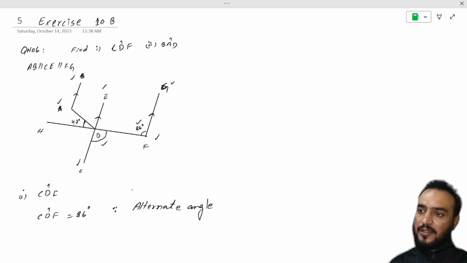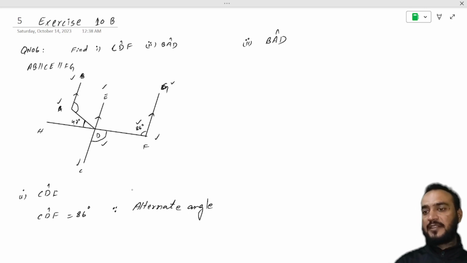Now in part 2, we have to find the angle BAD. Where is the angle BAD? Angle BAD is this one. We have to find this angle which is BAD. As we have found this angle at point D, which is equal to 86 degrees because of alternate angles.